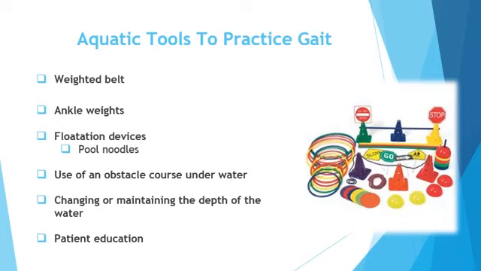You can use weighted belts, ankle weights, flotation devices, and pull noodles to make an obstacle course harder. You can also progress the obstacle course intensity by changing the depth of the water. But the most important part of addressing pathological gait is patient education.